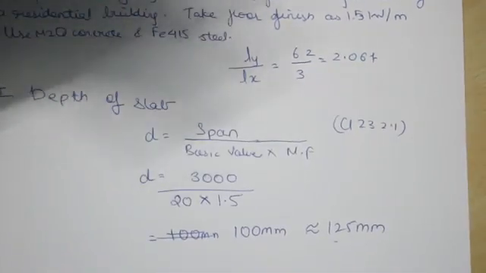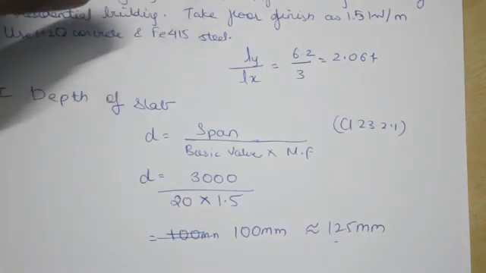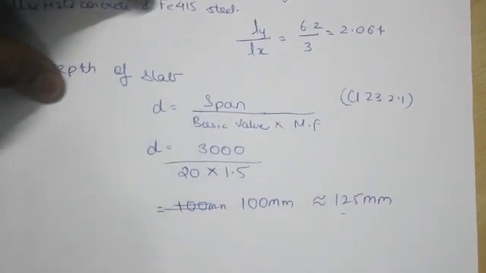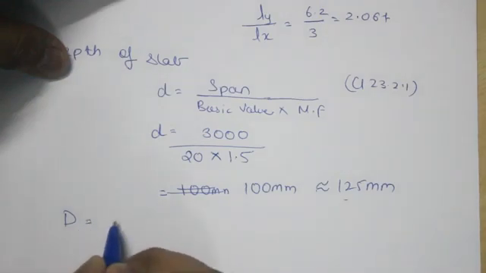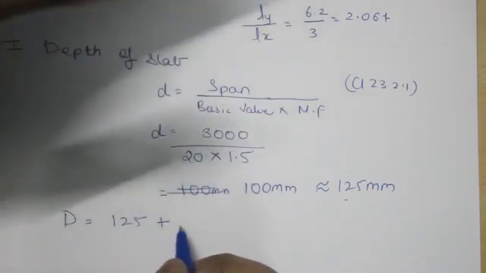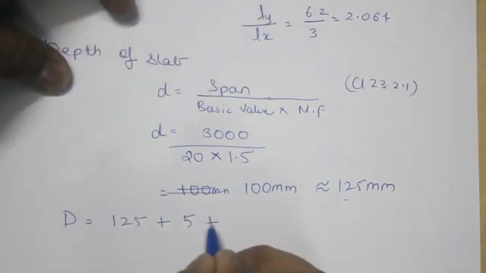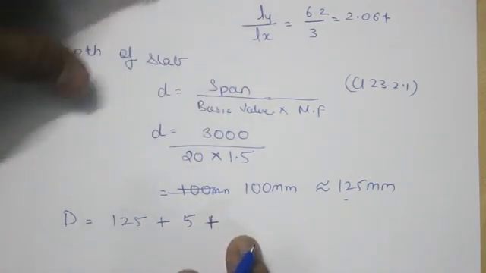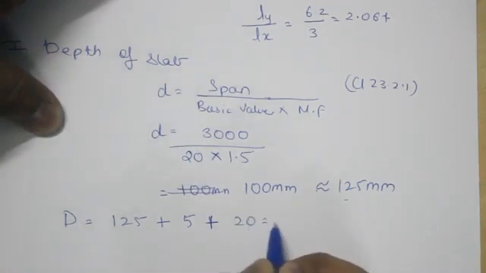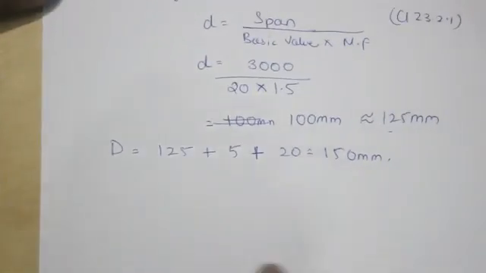So if I take the size of bar as 10 mm and a clear cover of say 15 mm, so the total depth of the slab would be, total depth equals the effective depth plus half the diameter of the bar, that is 5 mm. For 10 mm bar it would be 5, plus take a suitable clear cover. So 125 plus 5 is 130, say 20 mm. So our total depth would be 150 mm. Okay, this was the calculation of depth.